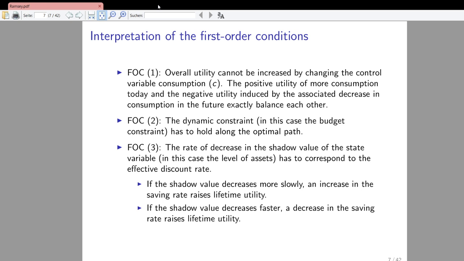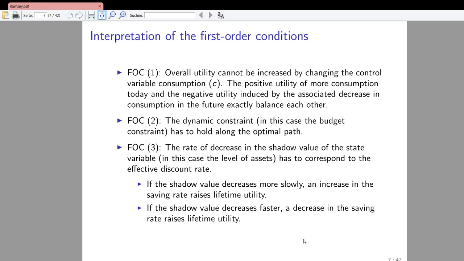The second first order condition provides us with the dynamic constraint, the flow budget constraint that has to hold along the optimal path. And the third first order condition is that the rate of decrease in the shadow value of the state variable, which is the level of assets in this case, has to be equal to the effective discount rate. Now, why is this the case?